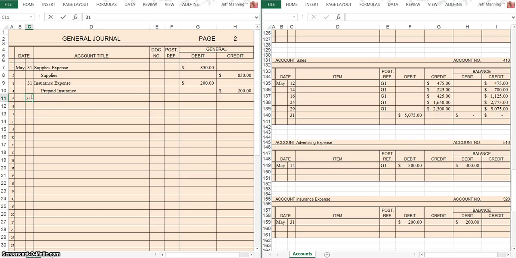The 31st, this was my sales account. Once again, I don't have a document number. I can just leave that blank. And I did a debit of $5,075.